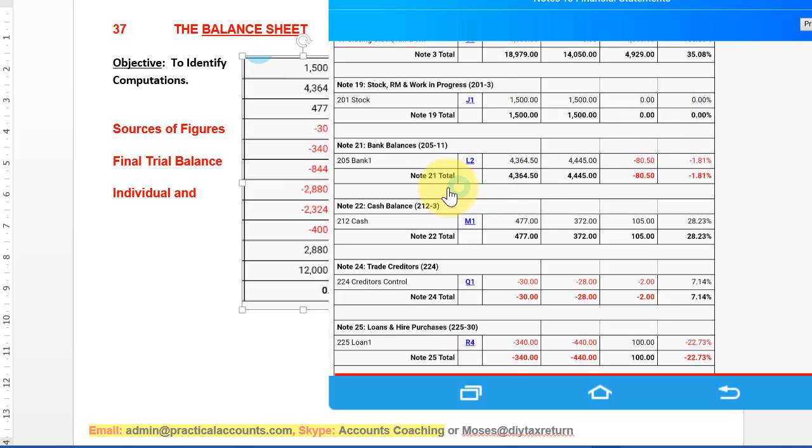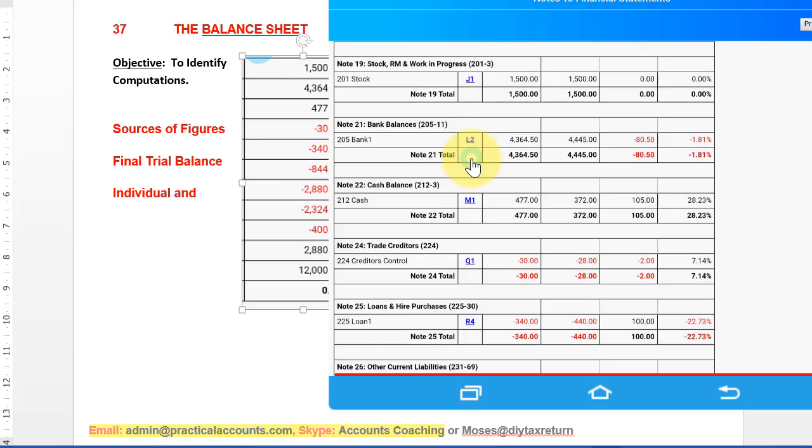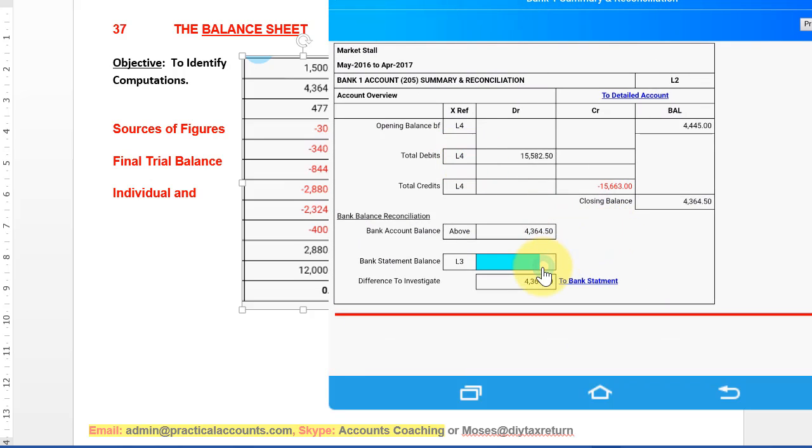You look at the bank account, we go to L2. So we click this L2, it takes us to the summary bank account. And this is the opening balance. These are the total debits, total credits. This is the closing balance, which should agree with the bank statement balance. Ideally, we should have a bank statement to agree that. If there's a difference, then we should investigate that.